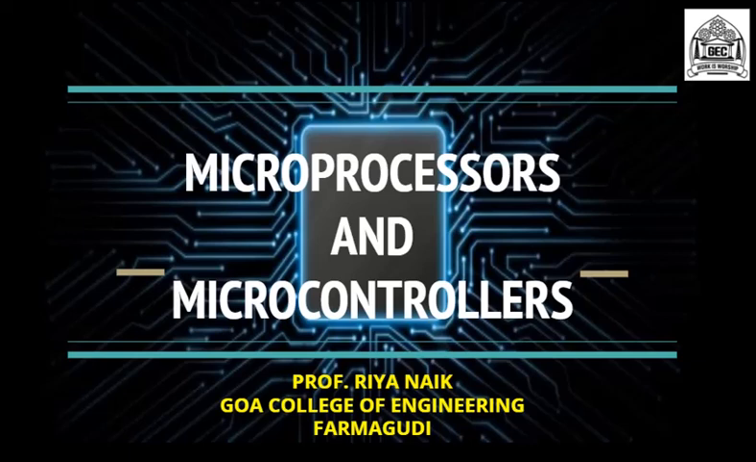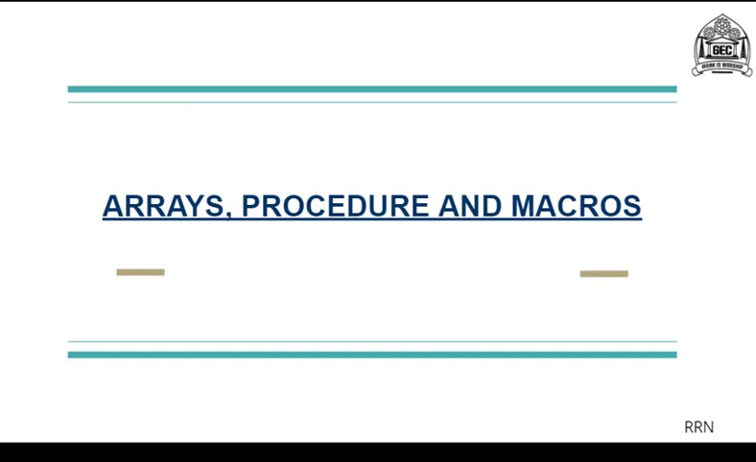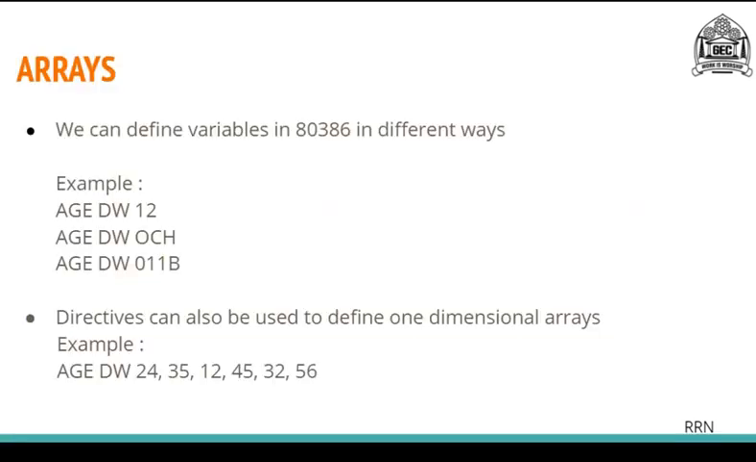In today's lecture, students will be learning about three major concepts in 8386, which are arrays, procedures, and macros. We'll see what these concepts are and how you are going to implement them using assembly language programming and your NASM assembler. So first let's start with arrays.